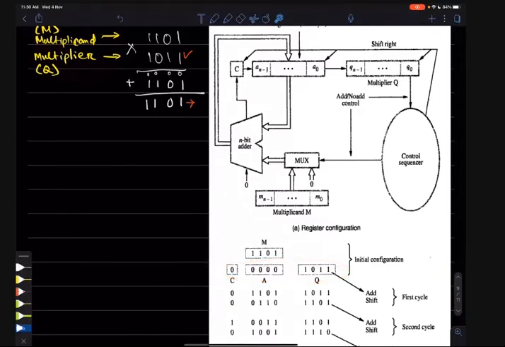So how to shift it? Obviously this bit will come here, this bit will be shifted here, this bit will go here, this bit will go here, this bit will go here, this bit will go here, and this bit will be out from the register. Understood up to this, or any doubt?